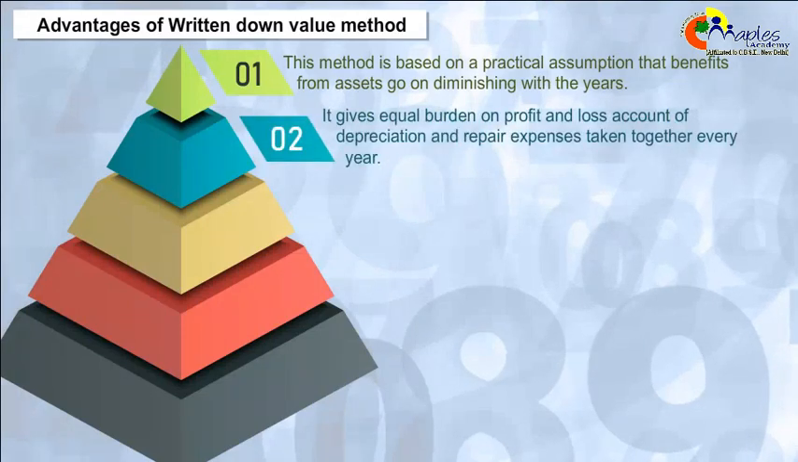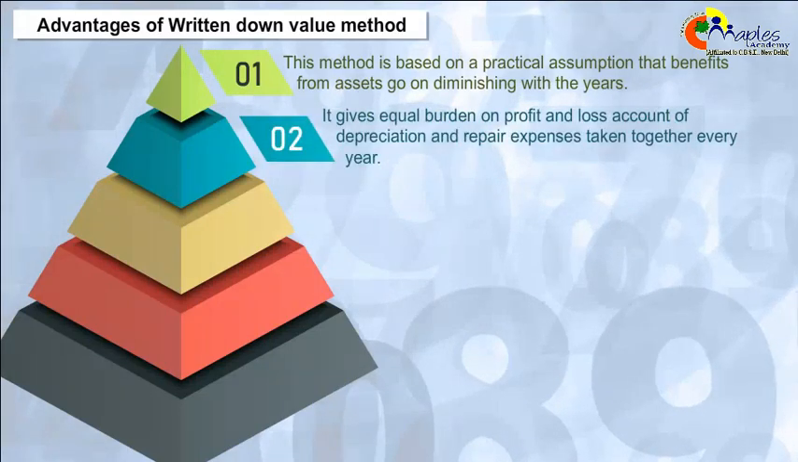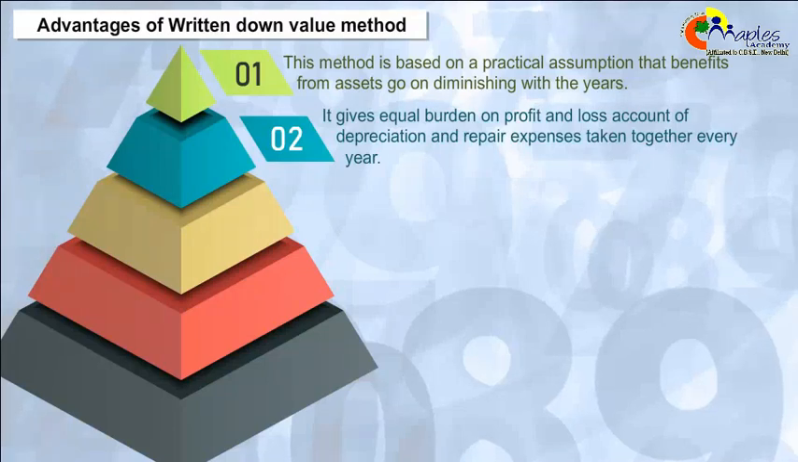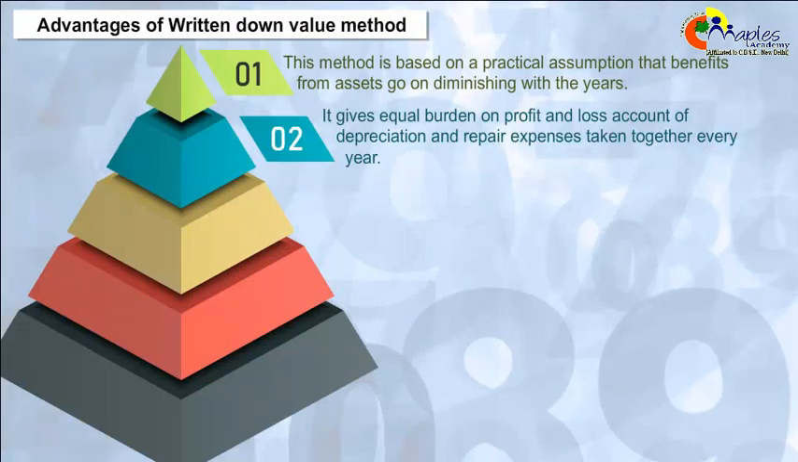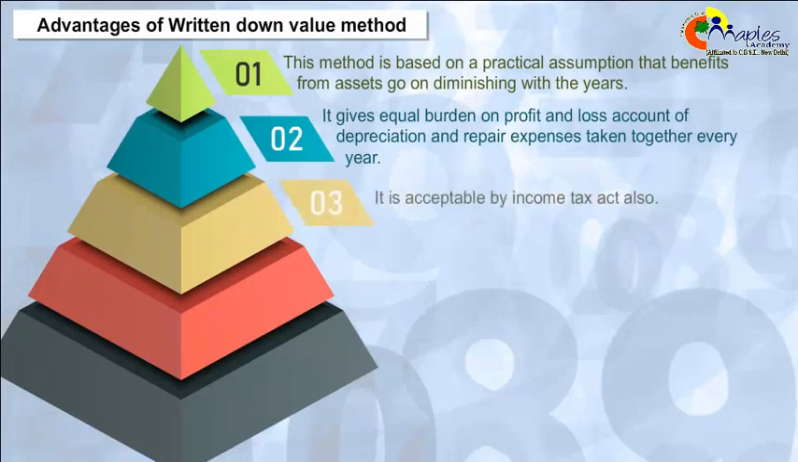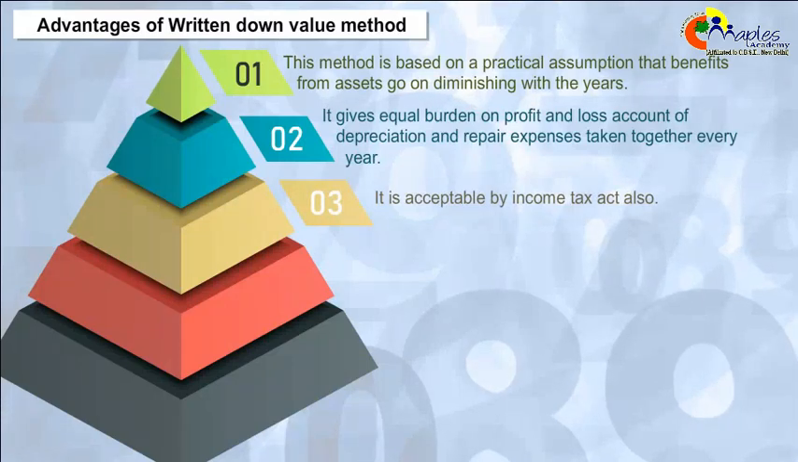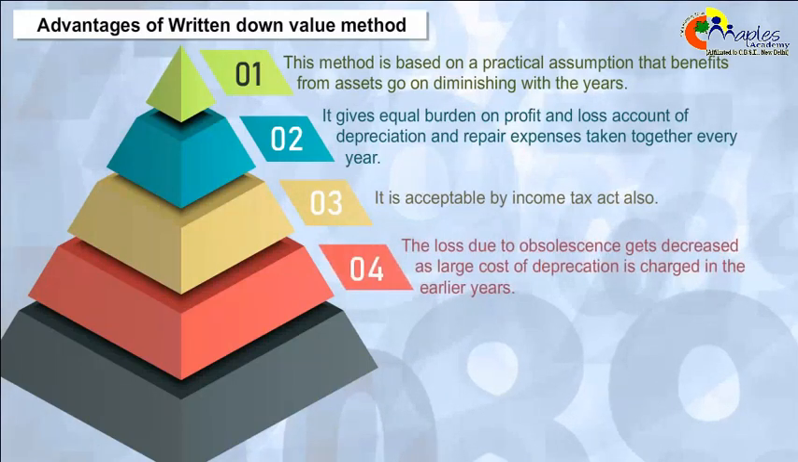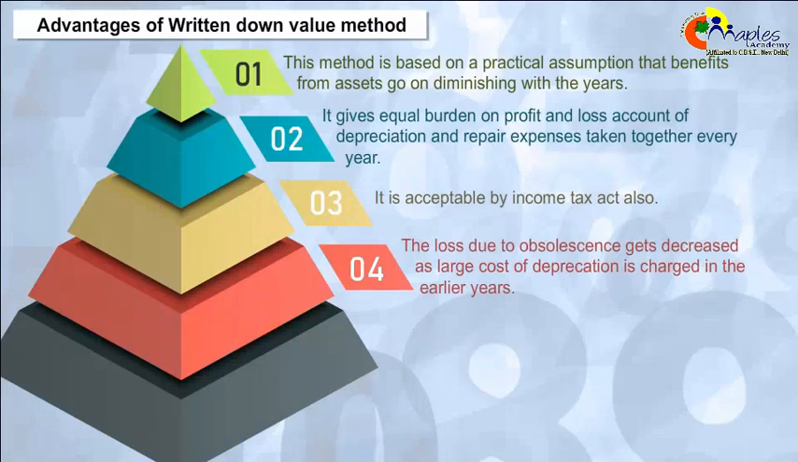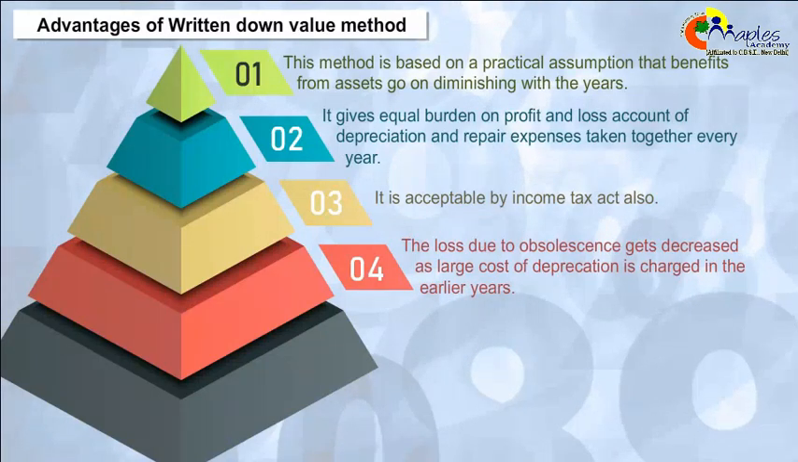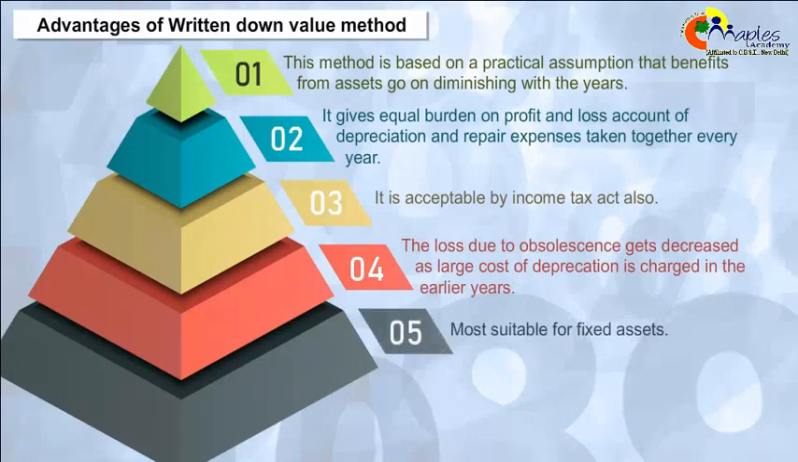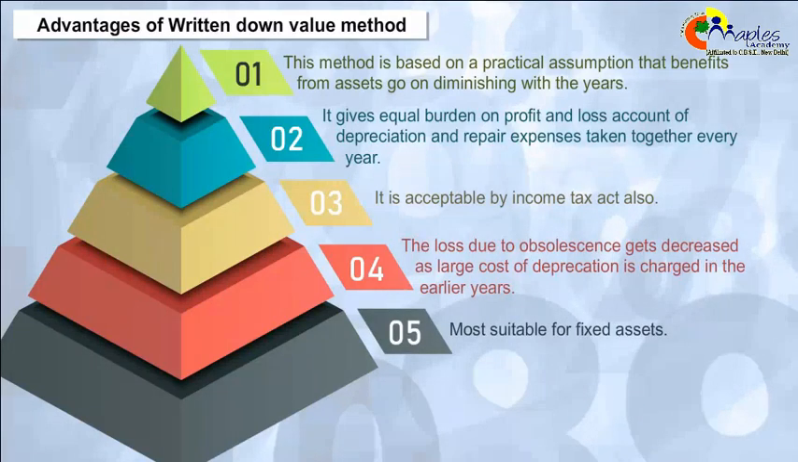It gives equal burden on profit and loss account of depreciation and repair expenses taken together every year. It is acceptable by Income Tax Act also. The loss due to obsolescence gets decreased as large cost of depreciation is charged in the earlier years. Most suitable for fixed assets.